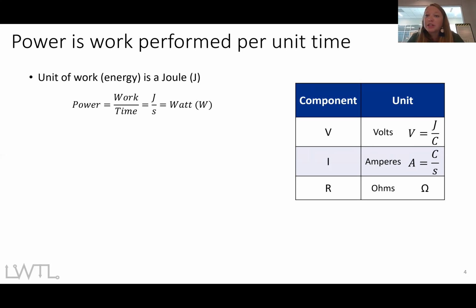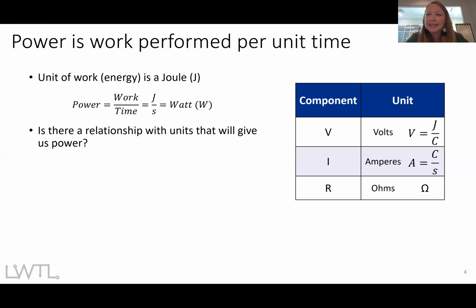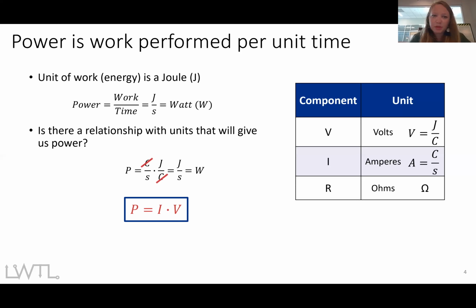You might also see it in terms of horsepower. Horsepower is another way to write power, our US customary way of writing power. But typically for this class, we'll stick with watts. My question for you is, looking at these units here and knowing that our goal unit is a watt, which breaks down to a joule per second, can you see a correlation between any of the components? You might not use all three, you might just use two, but can you see how you can relate any of the two electrical components together and get a joule per second?